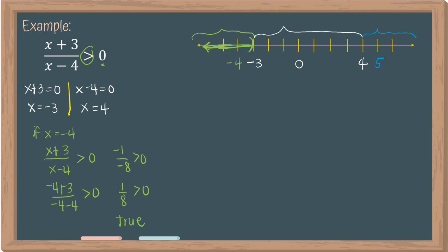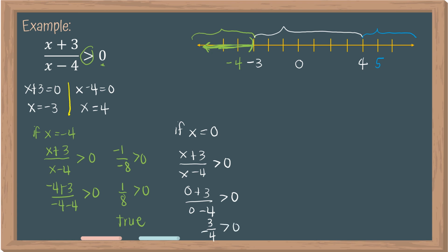Let us have the second test point. So, for the second test point, we have if x is equal to 0. So, we're going to make use of our inequality, x plus 3 all over x minus 4 is greater than 0. So, substitute natin yung value ng x. So, 0 plus 3 over 0 minus 4 is greater than 0. So, 3 over -4 will be greater than 0. Question, is this statement true or false?